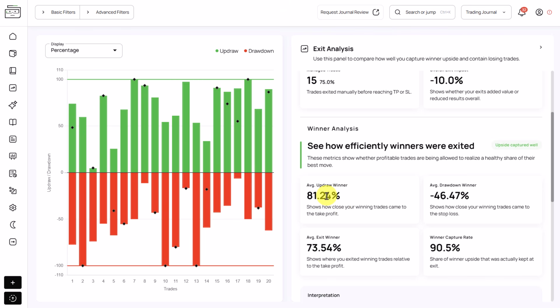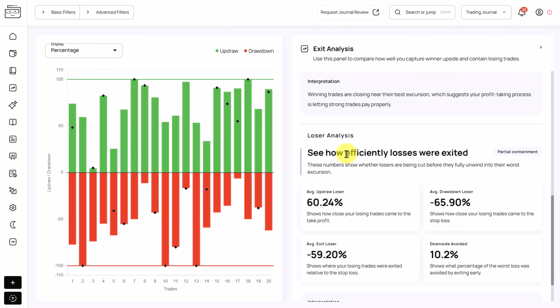This is a very solid number. But what we can see here, the average exit on your winners is 73%. So the trader is exiting not at the most optimal level. And this is what the winner capture rate says. You would have a winner capture rate of 100% if you have your exit at your updraw. In this case, the trader is leaving some money on the table.